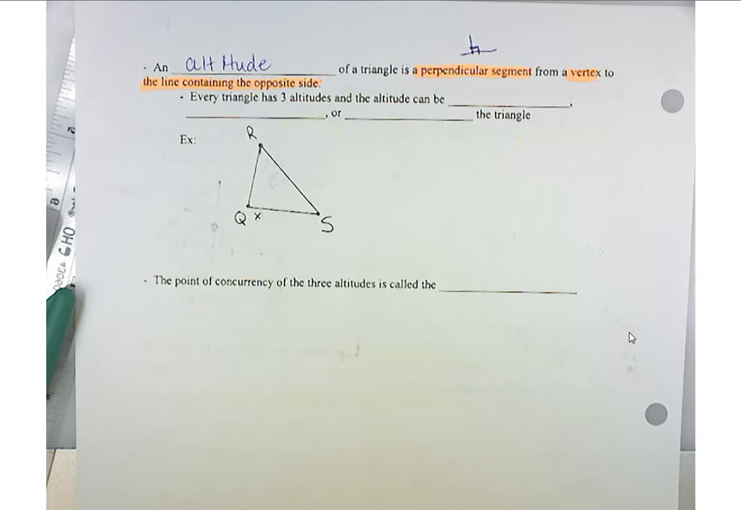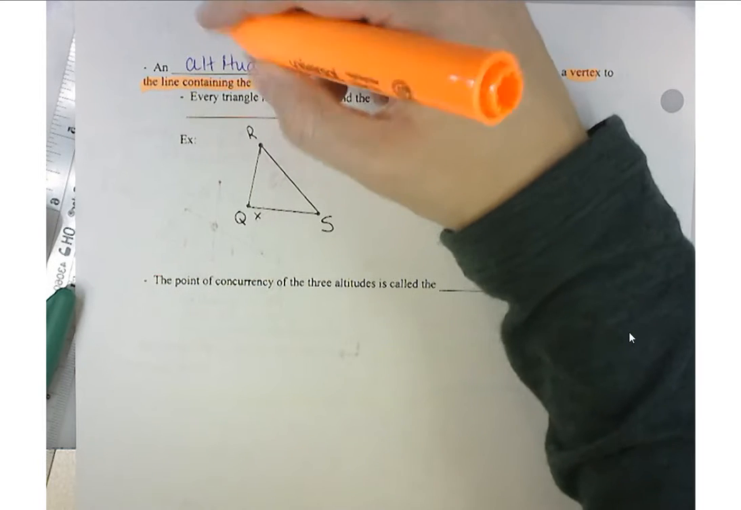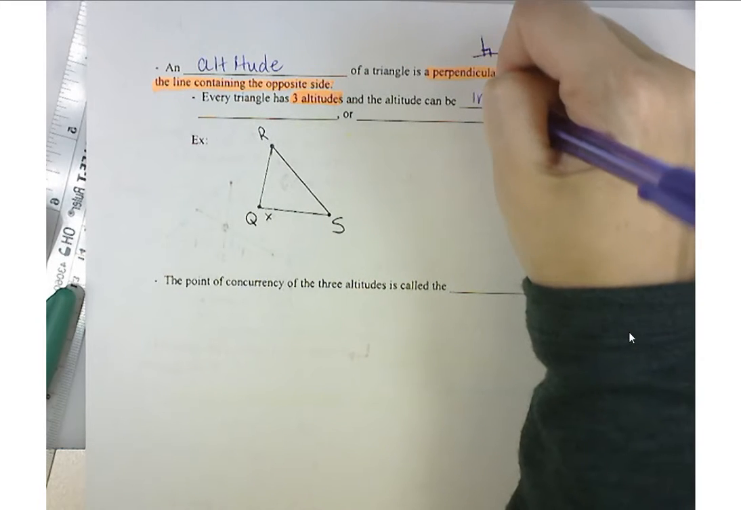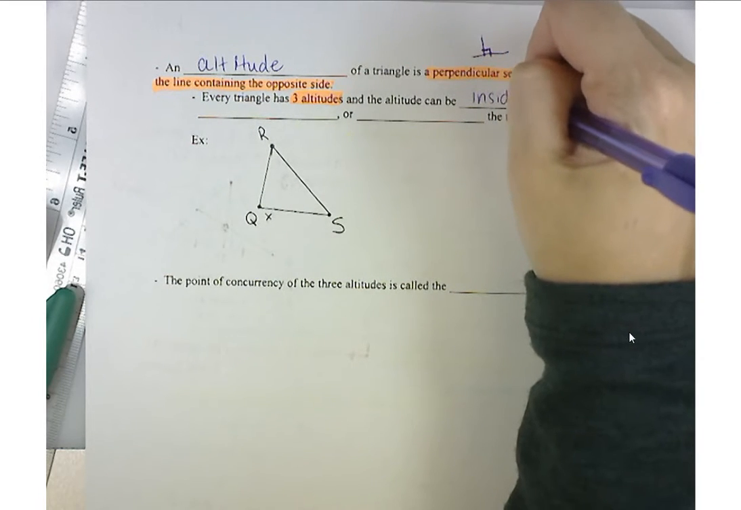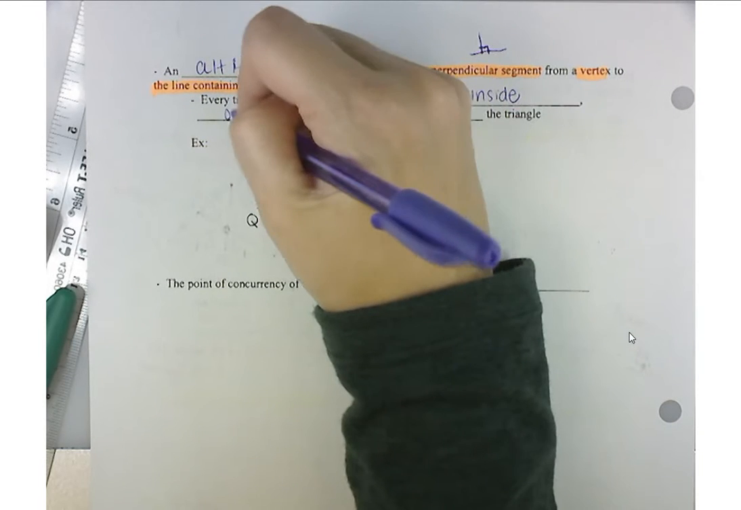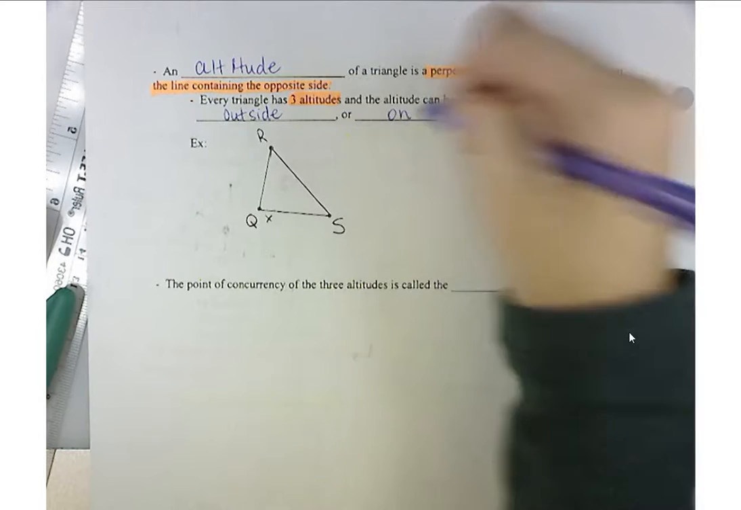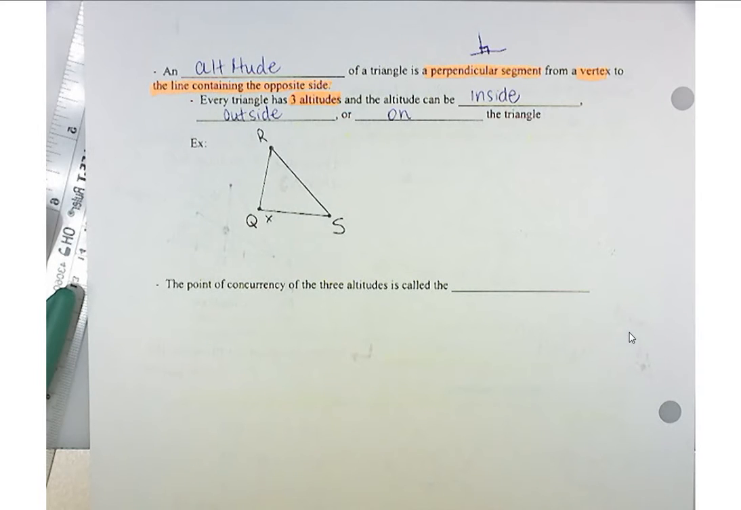Okay, so every triangle has 3 altitudes, just like the medians. But the altitude can be inside, outside, or on the triangle. Okay, so it can be inside, it can be outside, or it can be on the triangle.